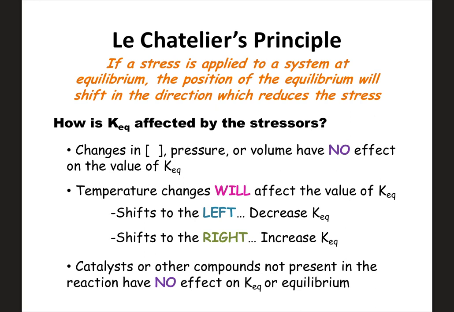Catalysts or other compounds that are not present in the reaction have no effect on the KEQ or the equilibrium itself. So don't fall for any tricks here as well. Sometimes you might add something to the equilibrium that has no effect on the equilibrium. It's not a catalyst, maybe. It's not in the actual equilibrium. It's kind of just a trick. They have no effect on KEQ itself or equilibrium. So the temperature here, you change the temperature, you're going to change the value of KEQ. The other things like concentration, pressure, volume, catalyst, no effect on KEQ.